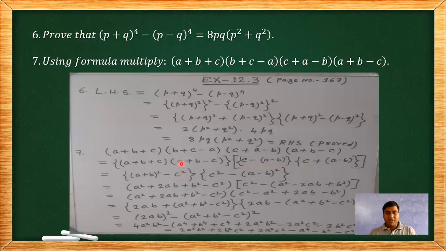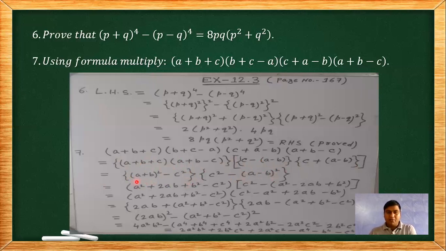And the first bracket: a plus b plus c into a plus b minus c. So this is the formula, a plus b into a minus b, so (a plus b) whole square minus c square. In the last bracket, c square minus (a minus b) whole square.